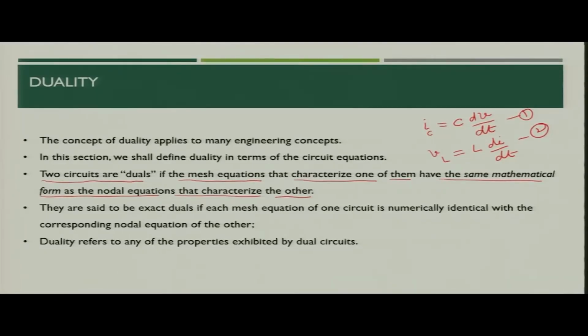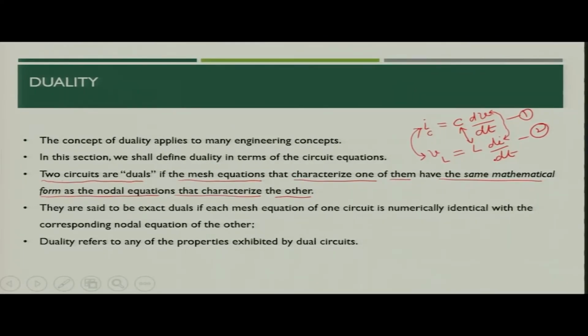So, what happens in that case? You can say that the current through the capacitor would be the dual of the voltage across the inductor, capacitance would be the dual of inductance, and similarly the voltage across the capacitor would be the dual of the current flowing through the inductance. In this way, the various elements and the various electrical variables of the circuit are dual.